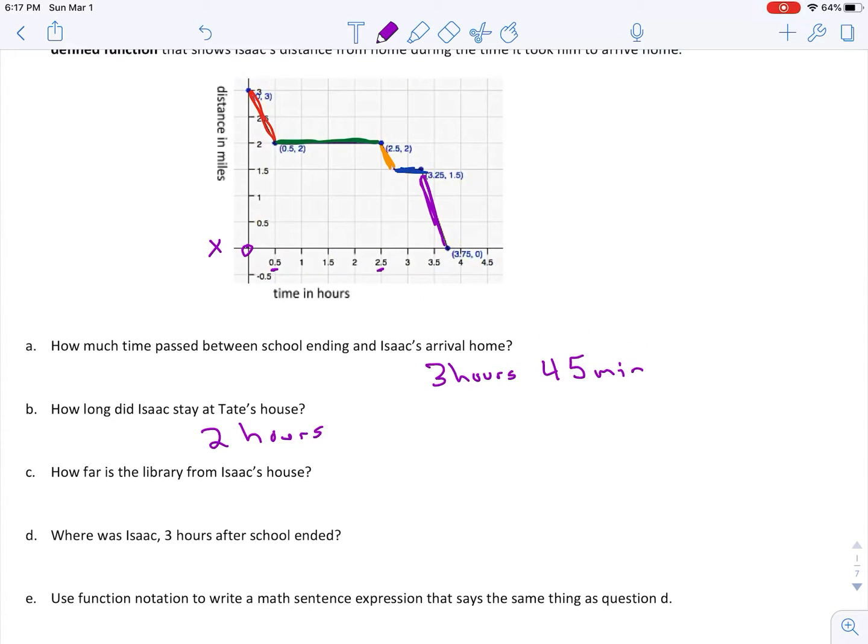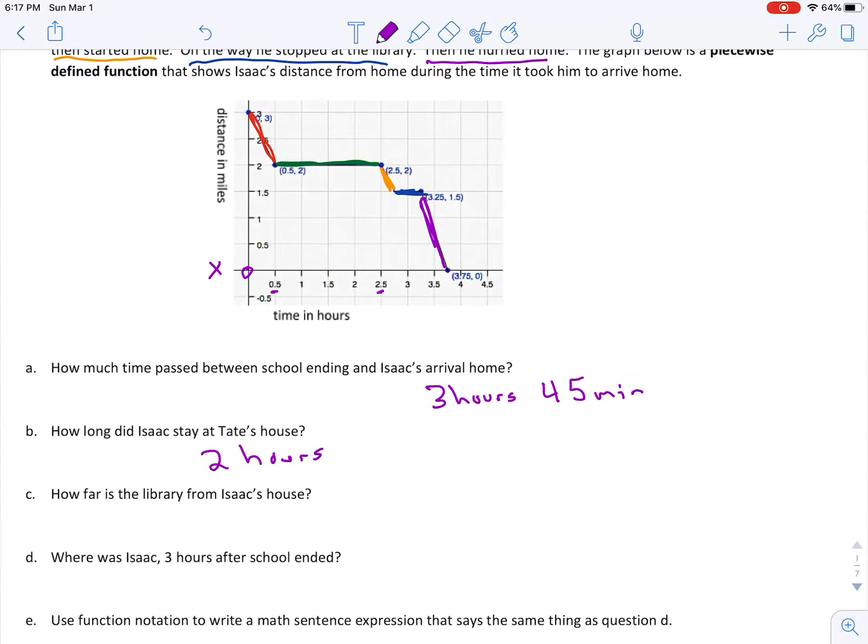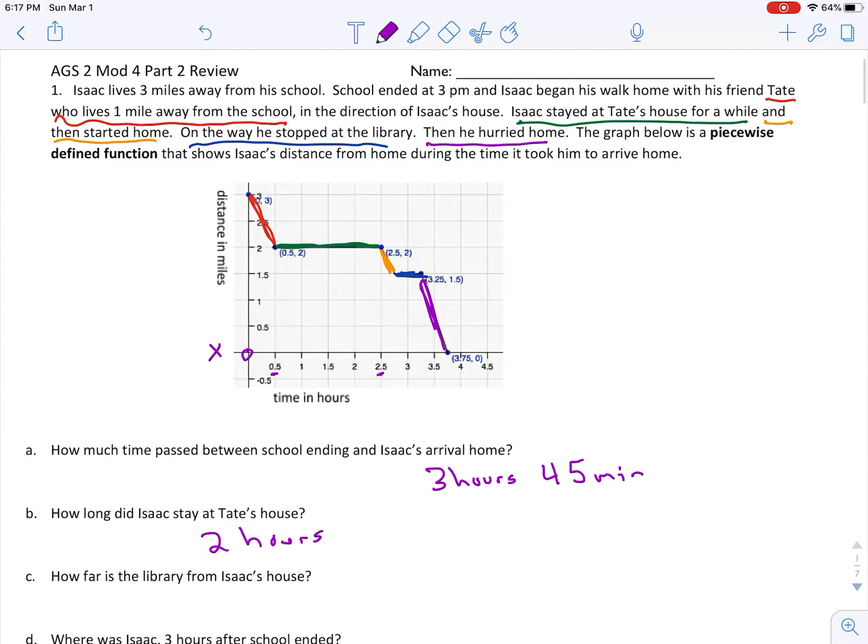How far is the library from Isaac's house? Okay, so the library. So what color was the library? The library was blue. So this is when he left the library. And then here's where he gets home. So how far did he travel? Well, I have distance on the y-axis, so he's going from here to here, which is 1.5 to home, so 1.5 miles.